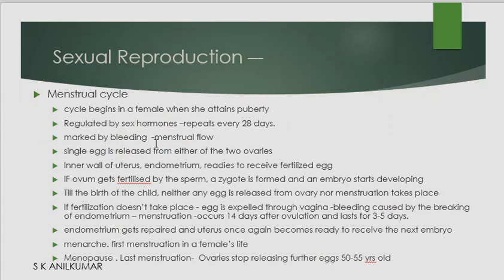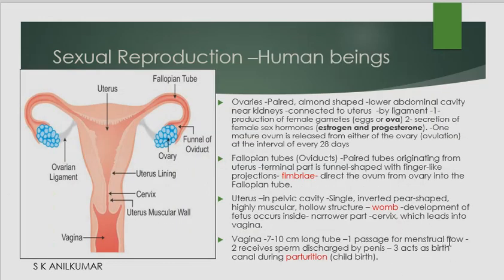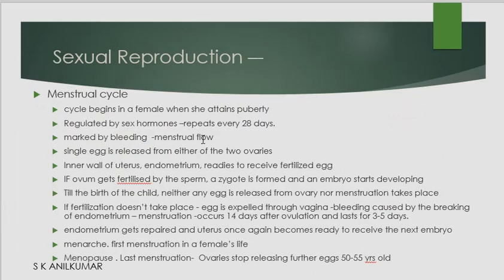It is marked by bleeding. The bleeding is called the menstrual flow. That is why we found that the vagina is a passage for the menstrual flow. It is the birth canal, and it is the receiver of the sperm discharged from the penis.